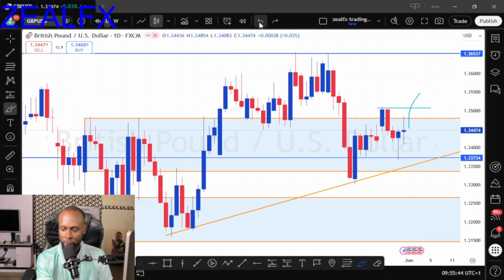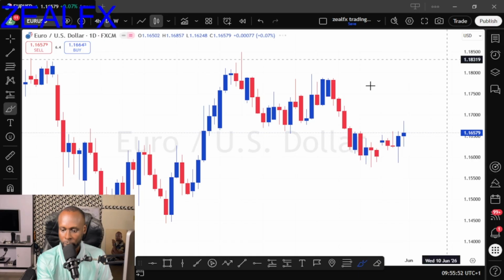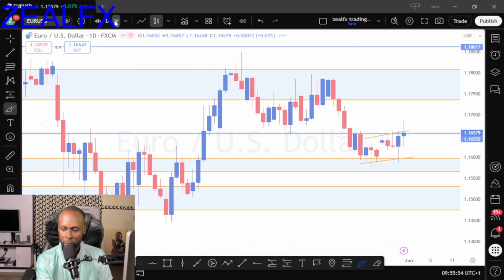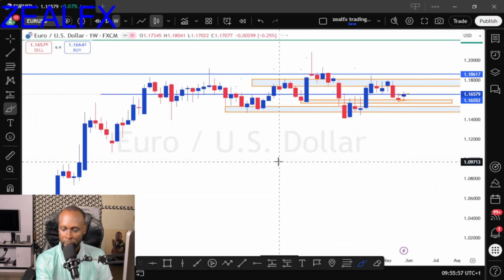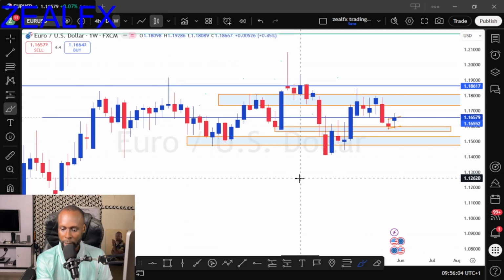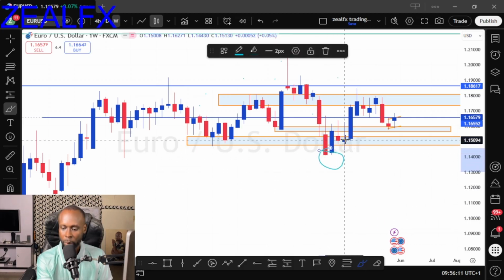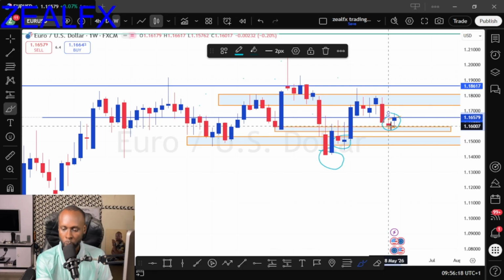So let's look at our next pair, which is the Euro USD. Let's start our analysis from the weekly time frame. The Euro USD on the weekly time frame currently has this structure for bullish opportunity, which is we have this lower low, then we have this higher low, and this higher low. So this is a sign of bullish opportunity building up for the Euro USD.